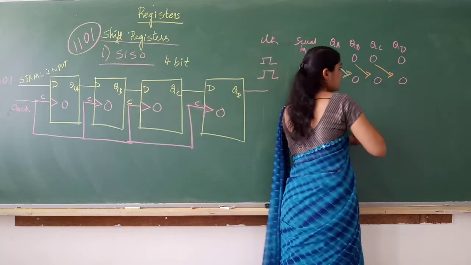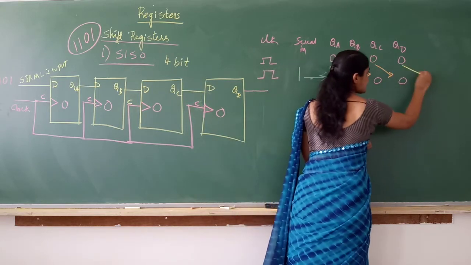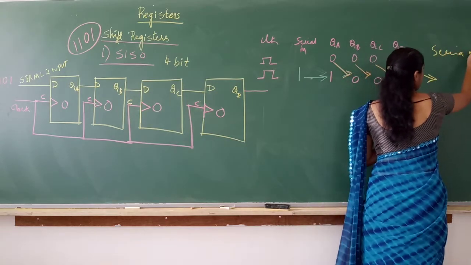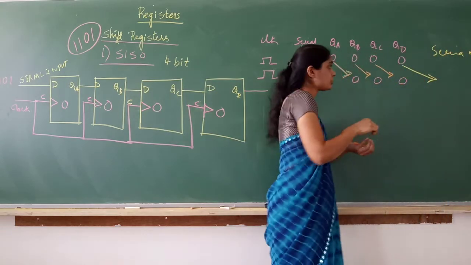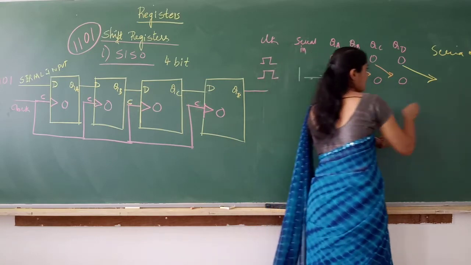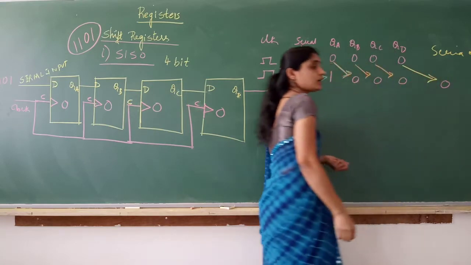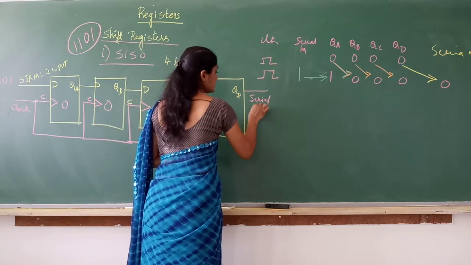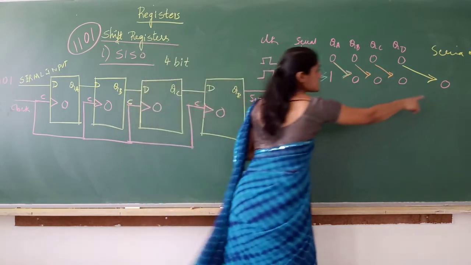And what will happen to this 0? The last 0 will come out. So serial output. What is that? The last 0 will come out. So the first bit, whatever I am getting, this is serial out. Serial output, I am getting 0.